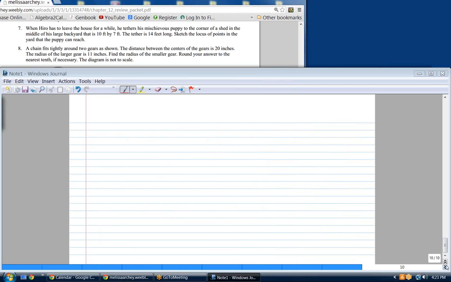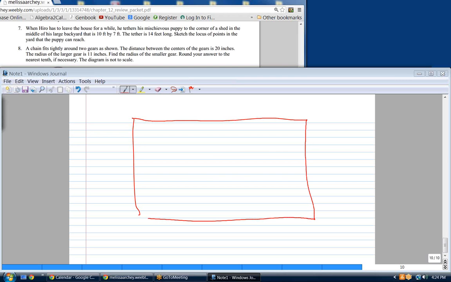When Hero has to leave the house for a while, he tethers his puppy to the corner of a shed in the middle of his large backyard that is 10 foot by 7 foot. Okay, so I'm going to draw a rectangle for his yard. This is 10 foot by 7 foot. And he tethers to the corner of a shed in the middle, right there. The tether is 14 feet long.